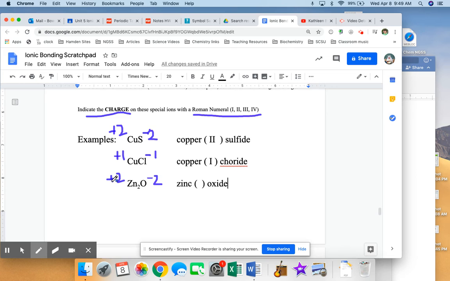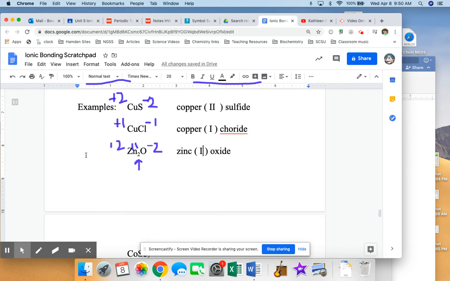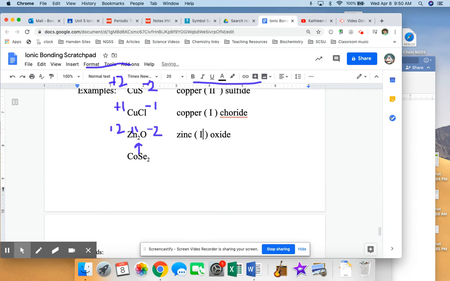Has to be +2. But look, there are 2 zincs here. Because there are 2 zincs, each zinc can't have a +2 charge, because then I'd have 2 times +2 for a total charge of +4. +4 can't balance out a -2. So that means something else. 2 times what gives me +2? 2 times +1 gives me a +2 charge. That means each of those zinc atoms has a +1 charge, giving our zinc here a 1 Roman numeral. Let's do one more.